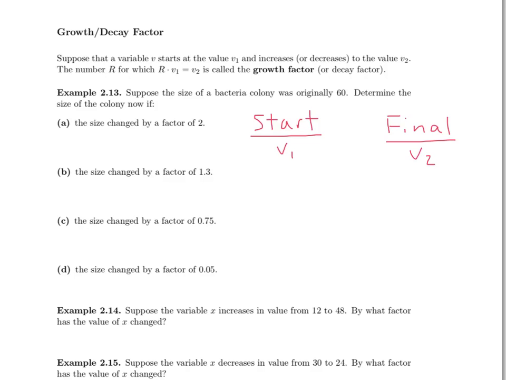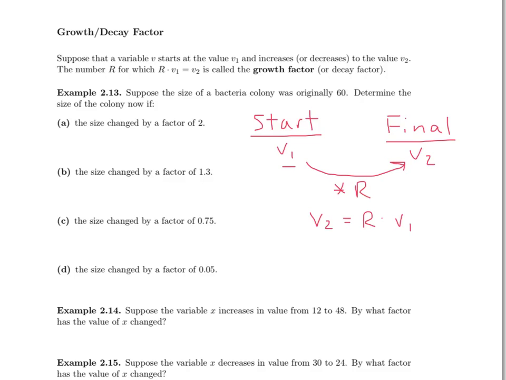We could ask, how many times larger or smaller is v2 than v1? In other words, if I start with v1, what number would I need to multiply v1 by in order to get v2? Written as an equation, I would say v2 is r times the size of v1. The number r is what we call a factor because it's multiplied by v1.